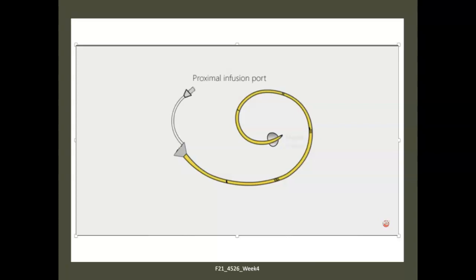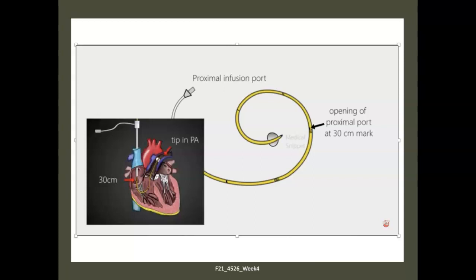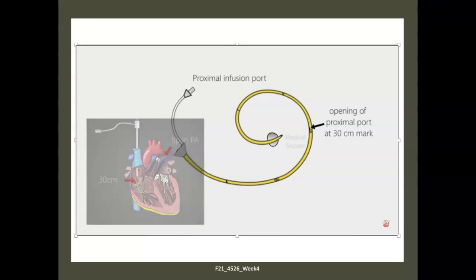First is the proximal infusion port. Its lumen terminates 30 cm from the tip of the catheter. This opening lies in the right atrium when the tip is in the pulmonary artery. So this port can monitor right atrial pressures, that is central venous pressure. It can also be used to give fluids and drugs.